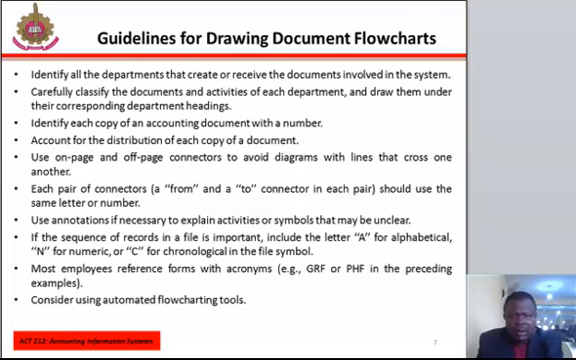Item 8 on the guidelines for drawing document flowcharts: if the sequence of records in a file is important, include the letter A for alphabetical, N for numeric, or C for chronological in the file symbol, as indicated in guideline 7. You can also include a note in the flowchart to make things clearer.